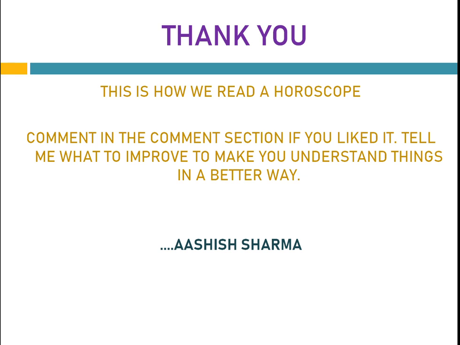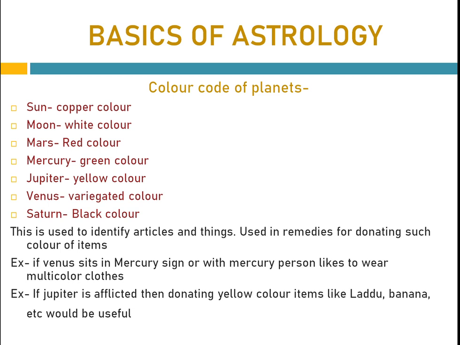Let's have a sneak peek. Suppose this is the color code of the planet. So Mercury is the green color, Venus is the variegated color. Now this is used to identify articles and things, and these are used in the remedies for donating, or color of the atoms.